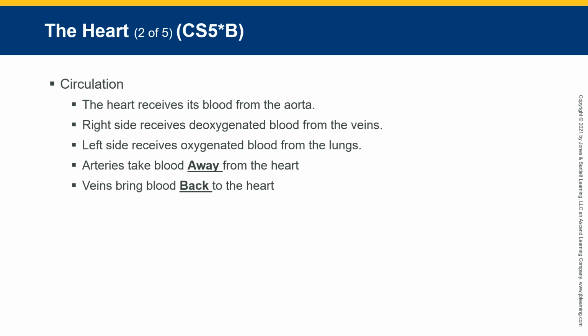Circulation of the heart. The heart receives its blood from the aorta, the biggest vessel there. It goes through what we call the coronary arteries. The right side of the heart receives deoxygenated blood, or blood that's low in oxygen, from the veins. And the left side receives oxygenated blood that's come from the lungs, and this oxygenated blood is then ready to get pumped to the systemic circulation so that the body can have the oxygen there.